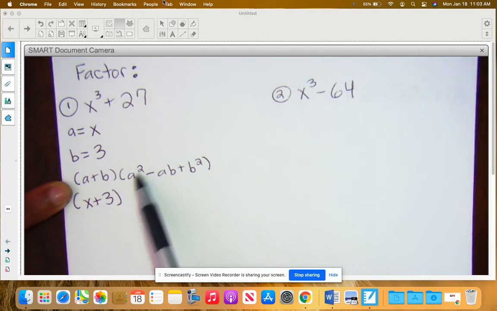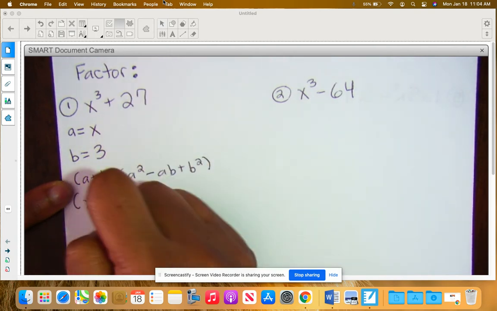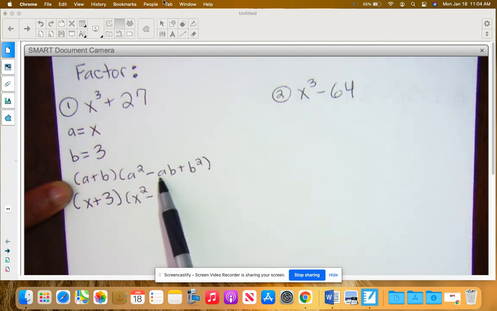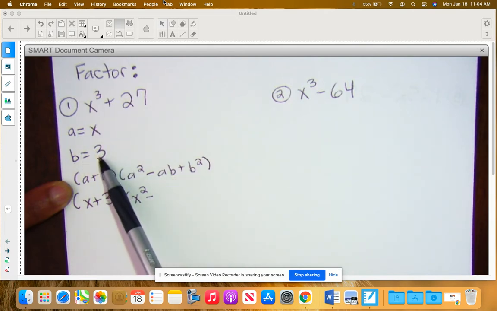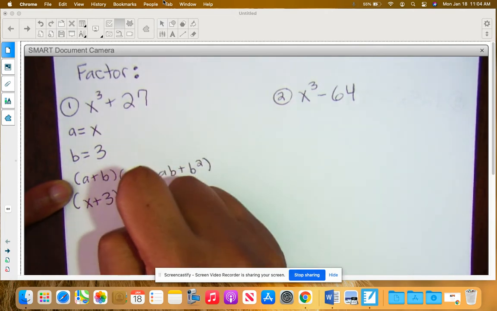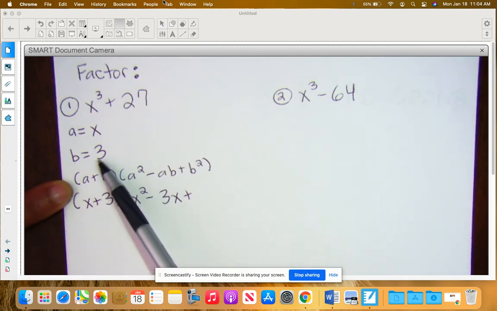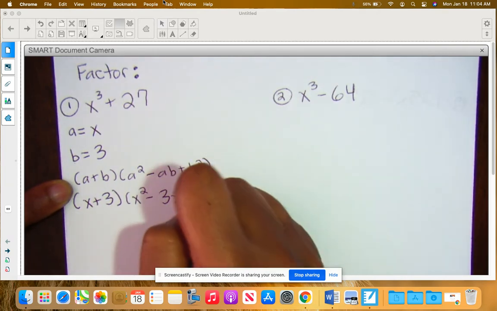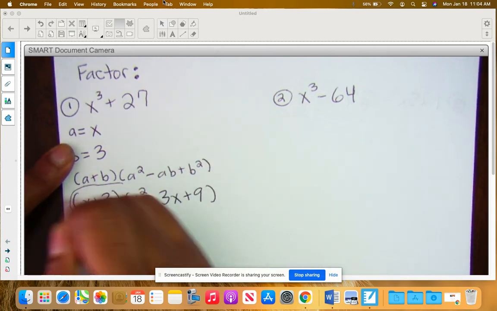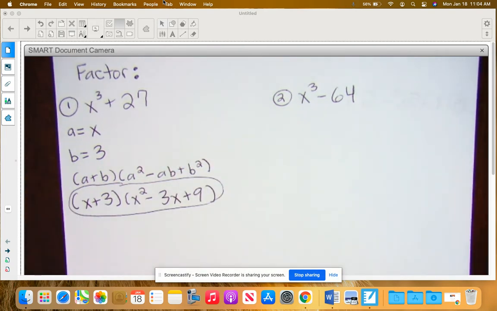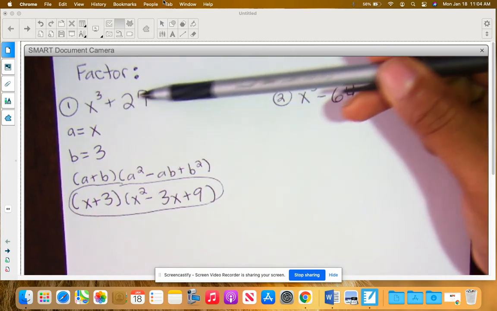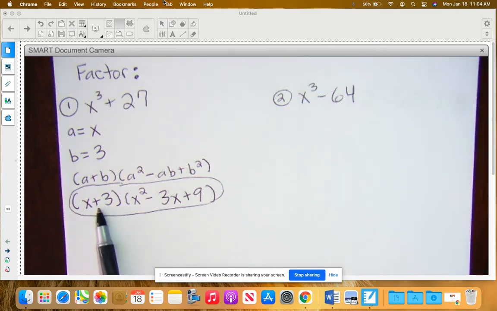Now it says to do a squared. So x times x is x squared. Now it says to do a times b. So x times 3. We don't say x3, we say 3x. So this is going to be 3x. Then it says to do b squared. Our b is 3. So 3 times 3 is 9. And just like that, we have factored x to the third plus 27. So x to the third plus 27 factors into x plus 3 times x squared minus 3x plus 9. That is our answer.